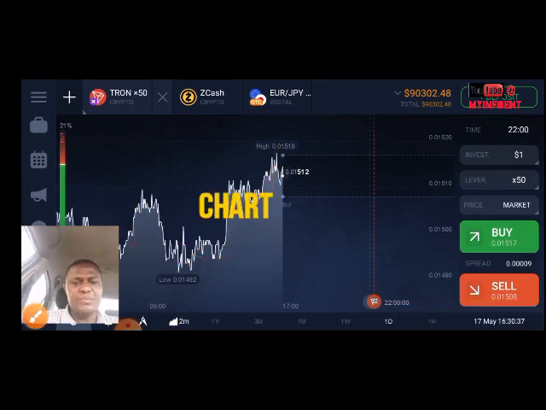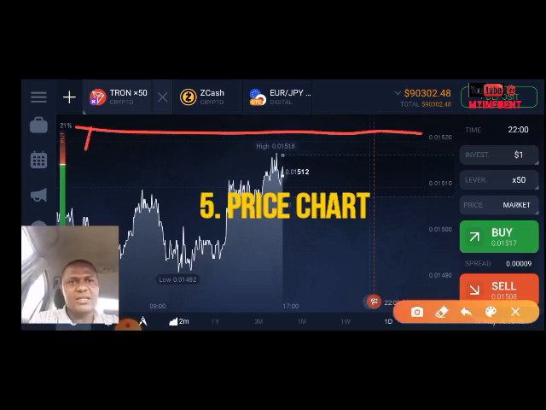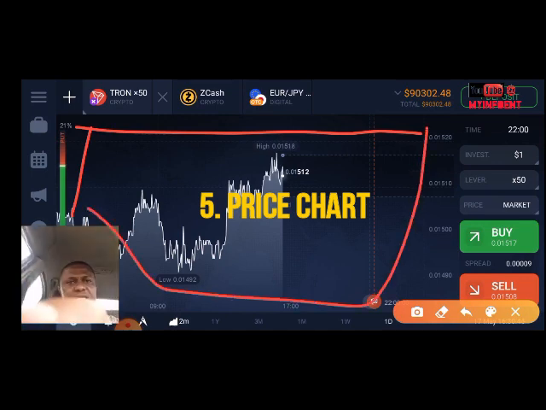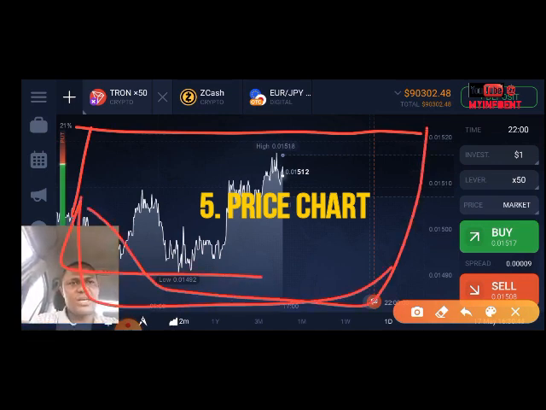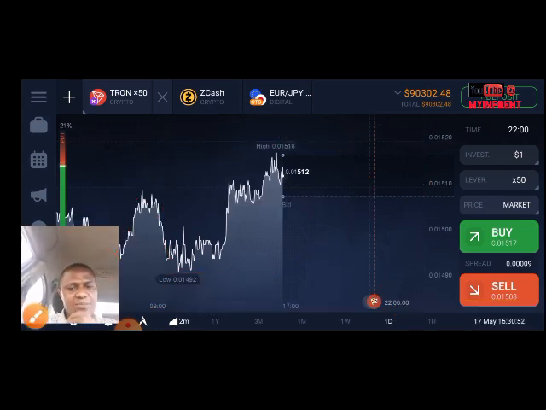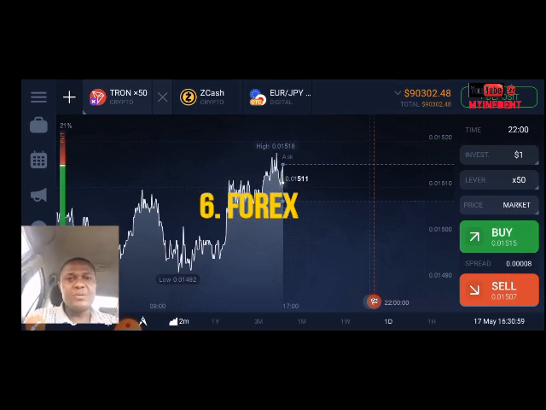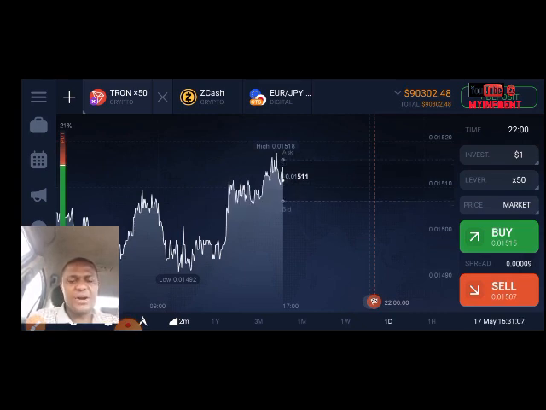Next one is the price chart. What is a price chart? A price chart is just this chart, the whole of this chart you're looking at. The whole of this chart you're looking at is called the price chart. So that is price chart for you. Then number six, what is forex? Forex simply means foreign exchange. What is traded there is always currency pairs, foreign exchange. So it has to do with trading different currencies.